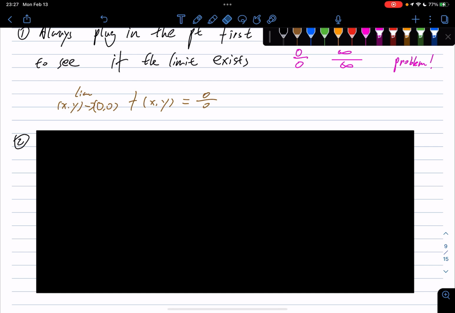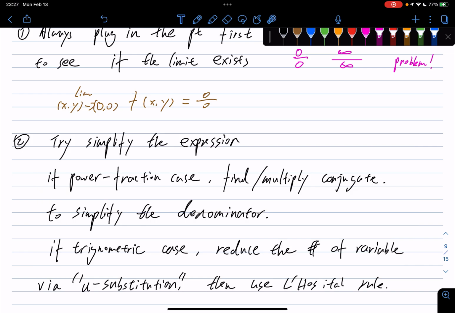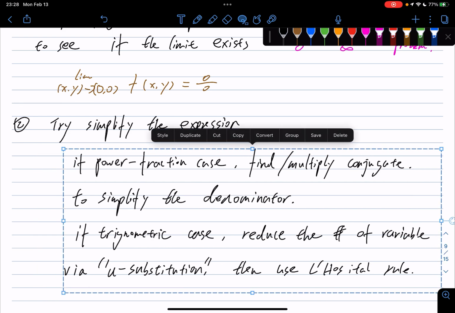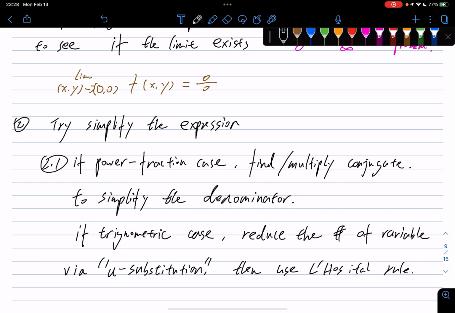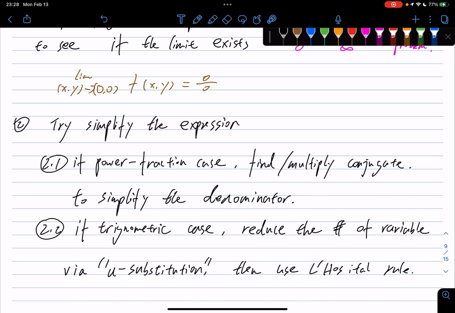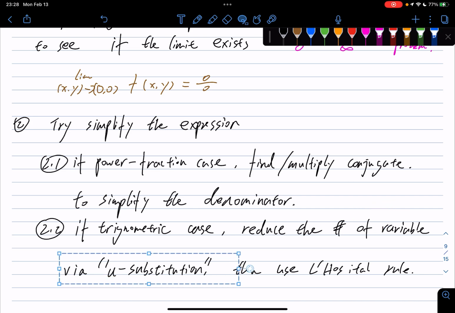Step 2 is a big one, but it's divided into 2 sections. I'm going to read it for you. I would say try to simplify the expression, right? I would divide limit problems generally into 2 cases, 2.1 or 2.2. If it's a power fraction case, find and multiply the conjugate to simplify the denominator. That's what I would do for this type of problem. And if it's a trigonometric case, reduce the number of variables via quote-unquote U substitution. It's not the U substitution that you know of, and then we can use L'Hopital's rule.